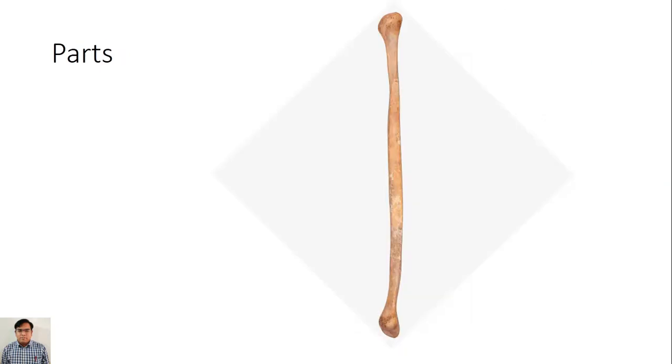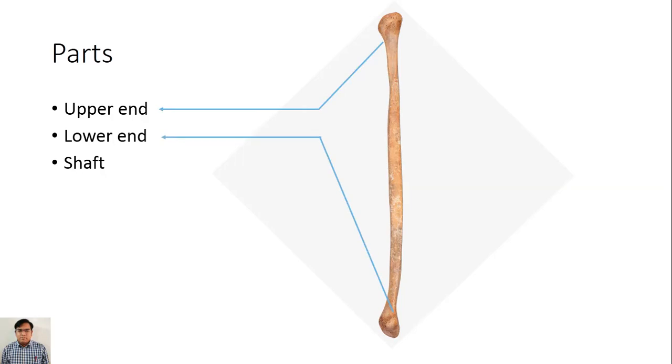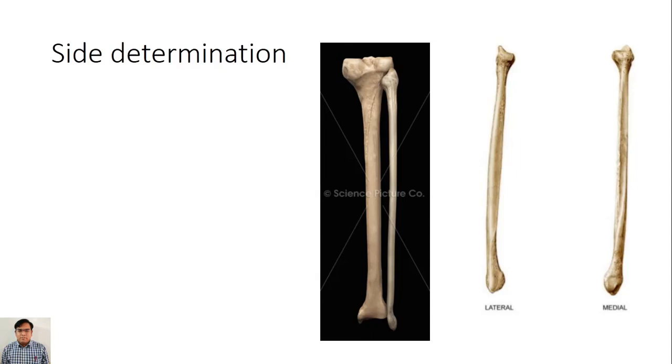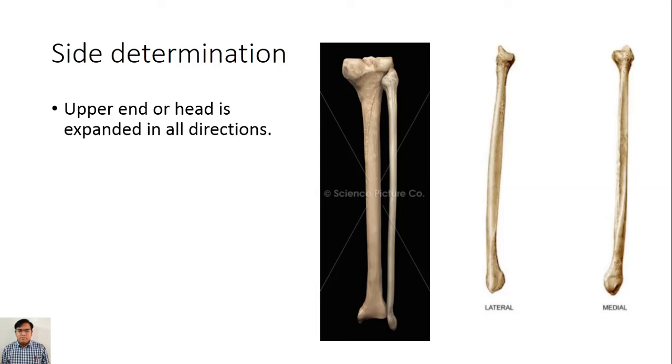Now the parts, as in all long bones, it has an upper end, a lower end and a shaft. This is the upper end, this is the lower end and this is the shaft. Now how will we decide the side? These are photographs of the fibula, posterior view, lateral view and medial view.